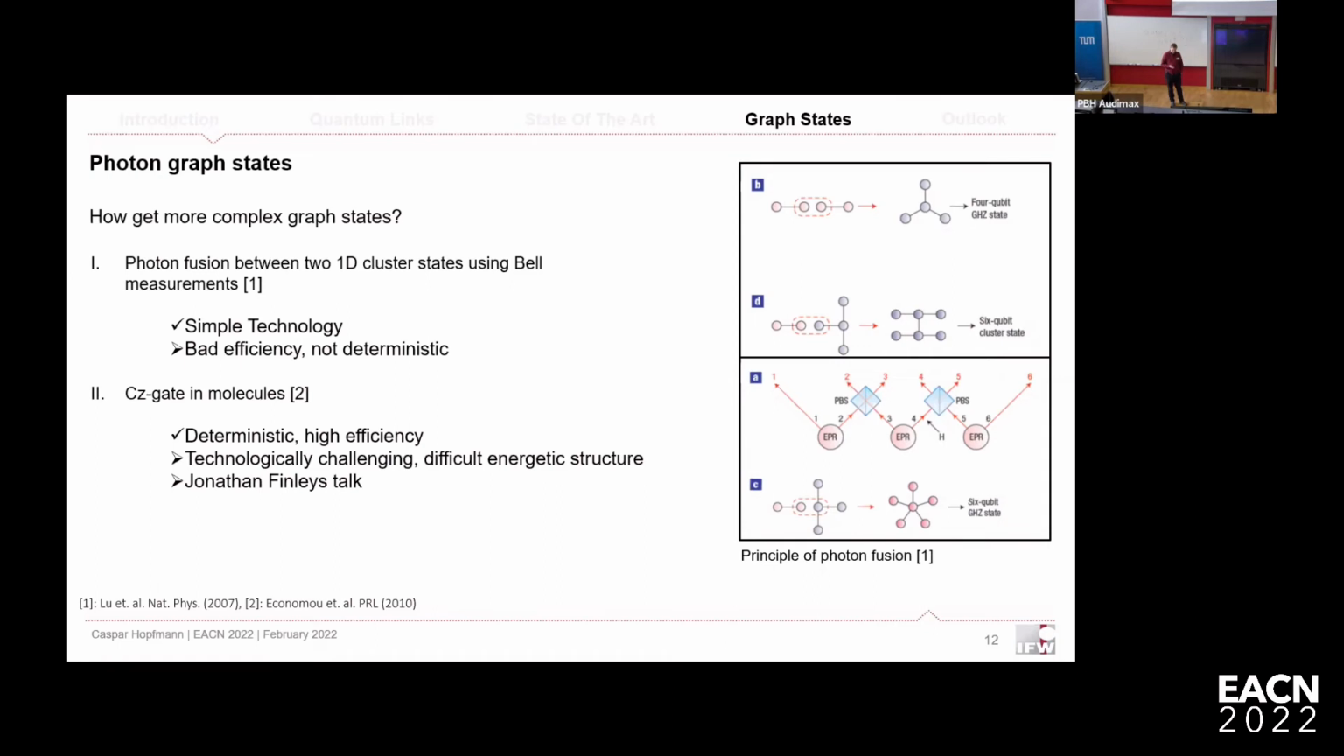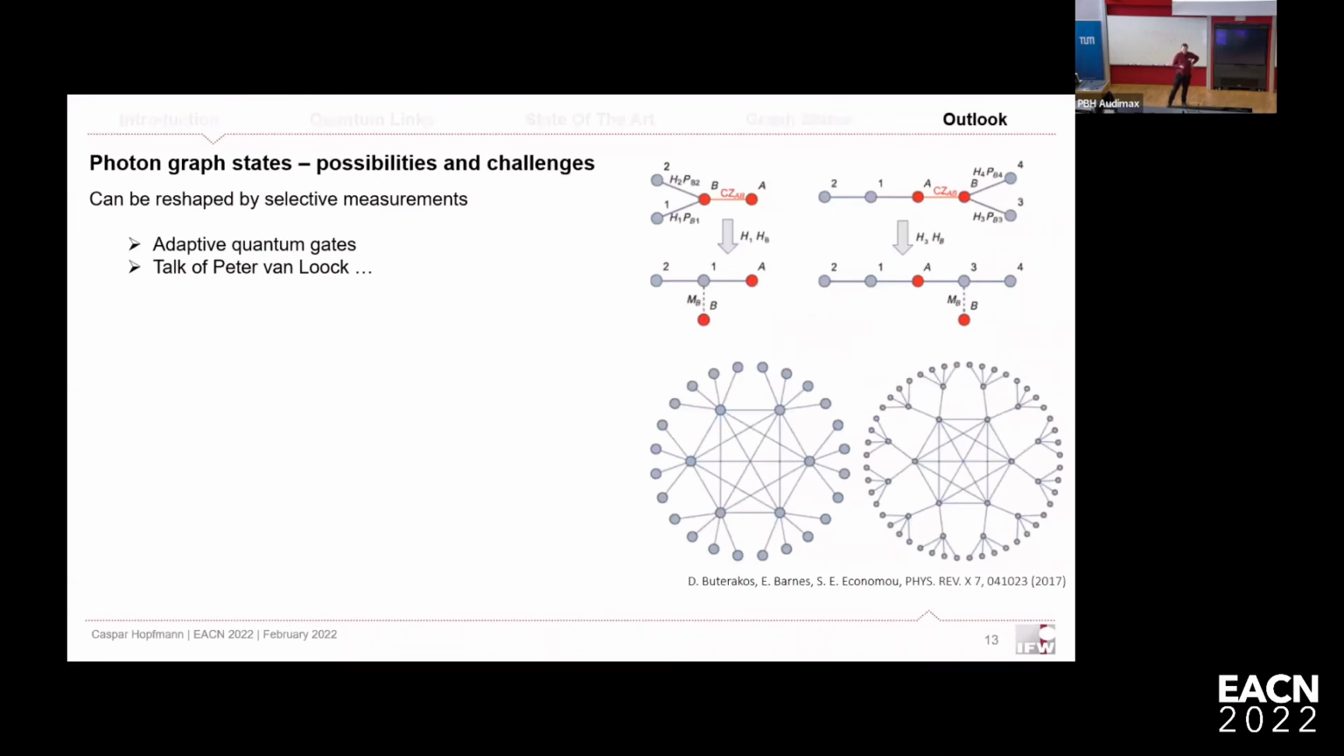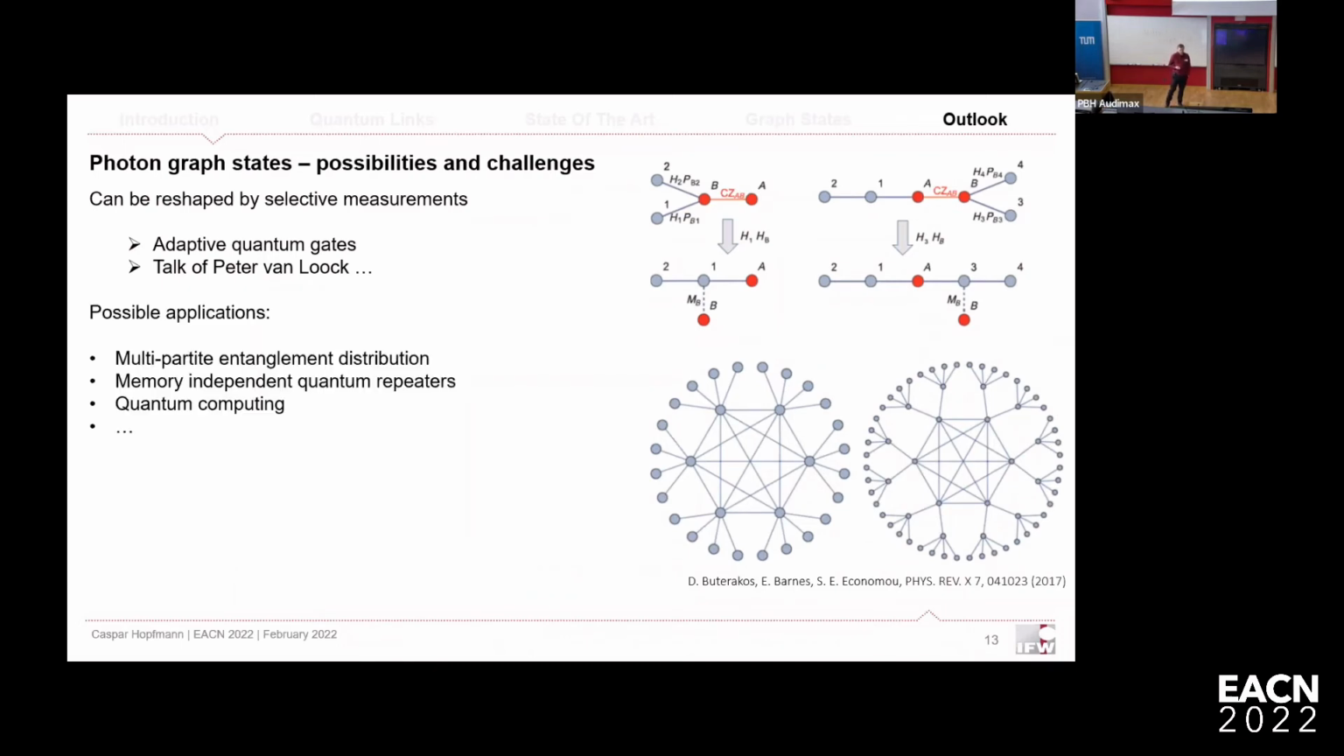The point is that the difficulty lies really in making the resource, because once we have it, we can do it just by measurements. This is explored in this paper, and Peter van Loock also showed some other examples. We can manipulate the structure of these graph states, and therefore the topology, just by linear rotations and then measurements. And we have the applications I already hinted at a little bit: multipartite entanglement distribution and quantum-memory-independent quantum repeaters.